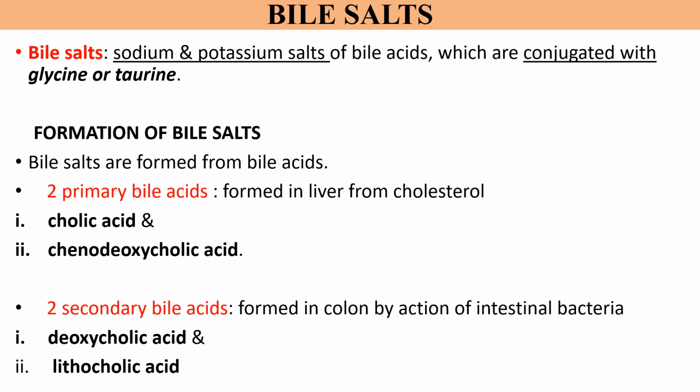Primary bile acids are formed in the liver cells by utilizing the cholesterol, and two examples of primary bile acids are cholic acid and chenodeoxycholic acid. Whereas secondary bile acids are formed in the colon by the action of intestinal bacteria on the primary bile acids, and two examples of that are deoxycholic acid and lithocholic acid.